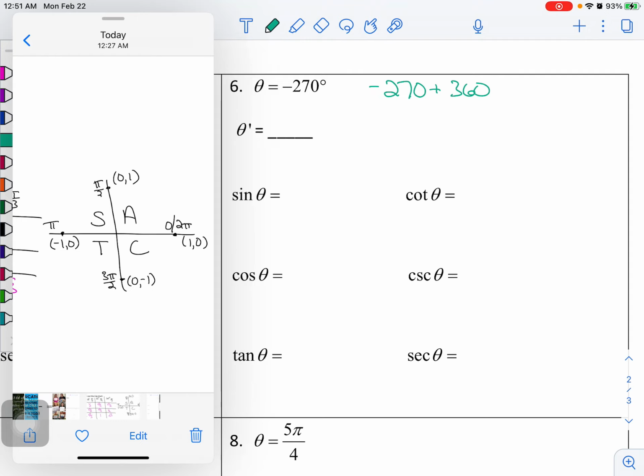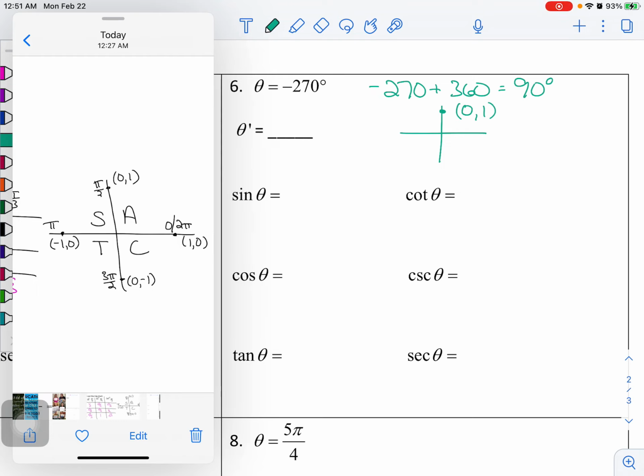So let's see, negative 270. So negative 270, I'm going to go ahead and add 360 to that. Let's see what we end up with. I have a feeling that's 90 degrees, but let me double check. It is 90 degrees. Okay.